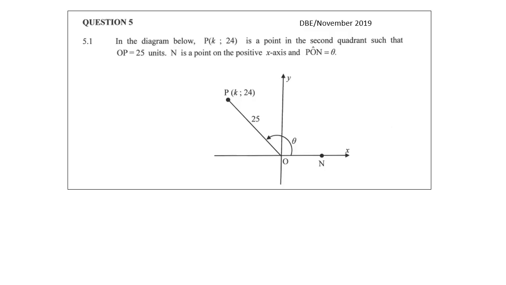Let's look at our first question from a past question paper. In this question, they give us a diagram, the point P with coordinates K and 24. This point is in the second quadrant, such that OP equals 25 units. Then the point N is a point on the positive x-axis, and angle PON is equal to theta.